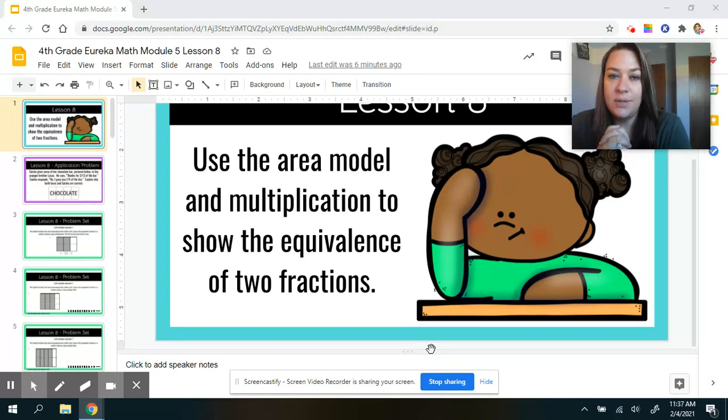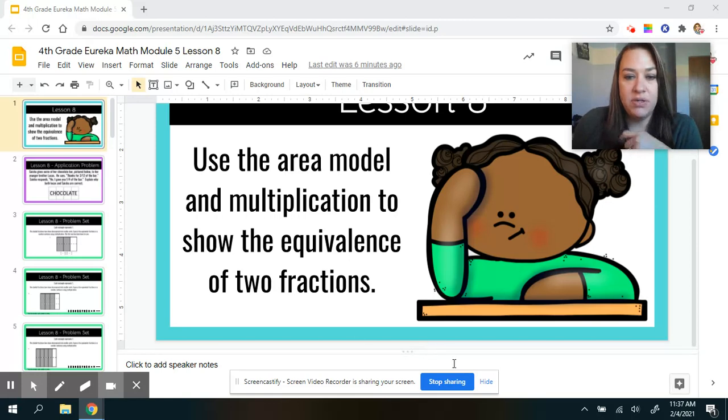So our objective, if I could talk today, is I will be able to use the area model and multiplication to show the equivalence of two fractions. We briefly touched on this in Lesson 7, so we will work more with that today, using those area models to help us show our work.